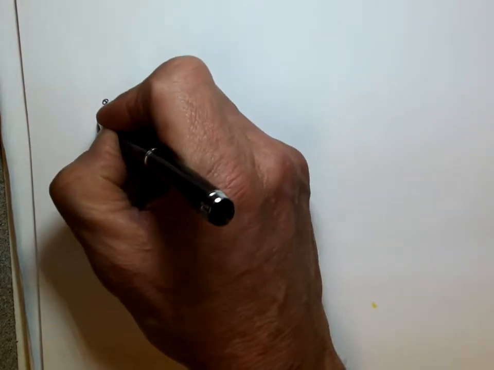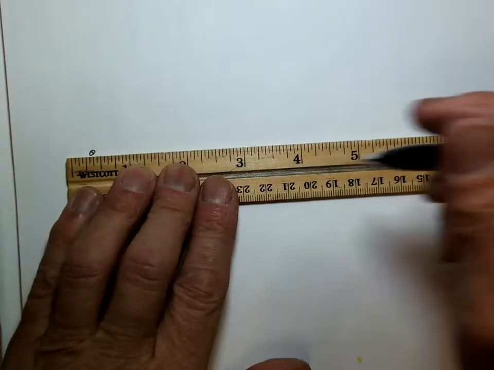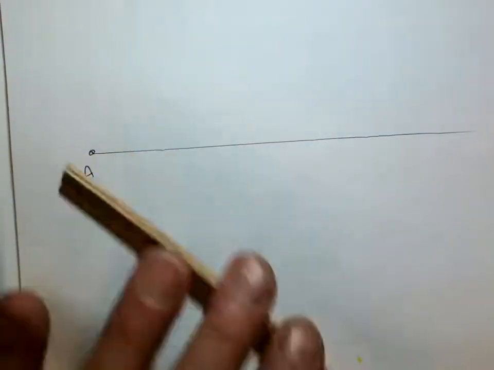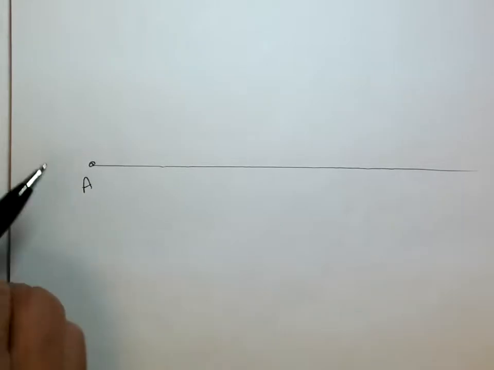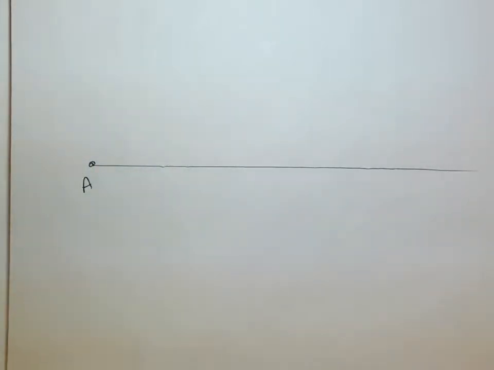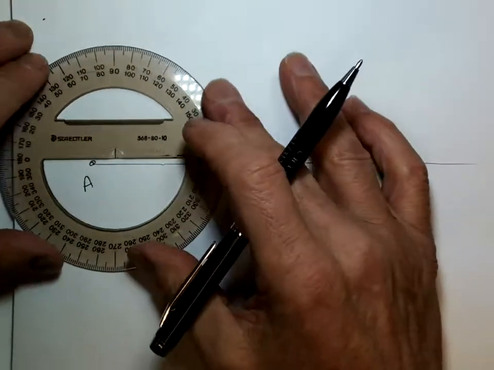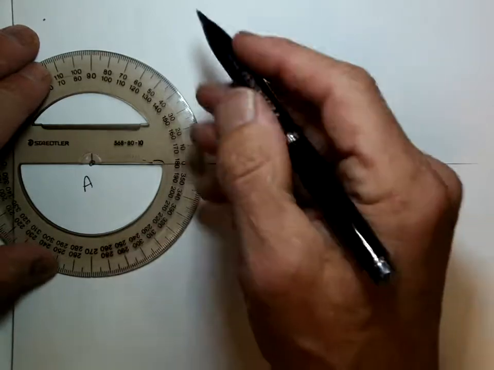So I'm going to put point A because I need to draw an angle, right? And I'm just going to draw this line out. And I don't know how long this line is. I have no clue. I'm just going to draw it, okay? That's called the terminal side of an angle, okay? I need a 45-degree angle right about there.